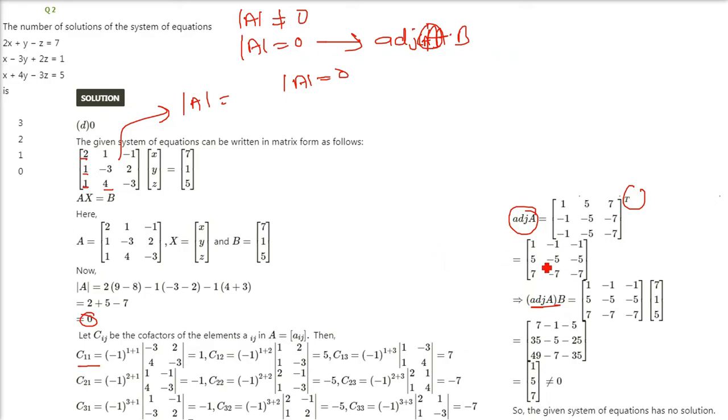B is your 7, 1, 5. So adjoint A multiplied by B, this you have to find out, and that will be a negative or a non-negative value. So we have 157, it is not equal to 0. When determinant of A is 0 and adjoint A into B is not equal to 0, the given system has no solution.